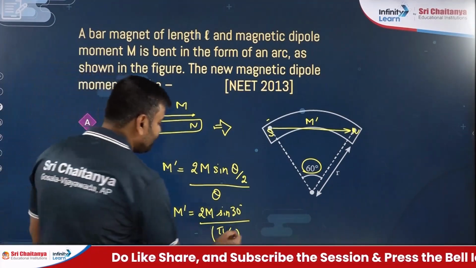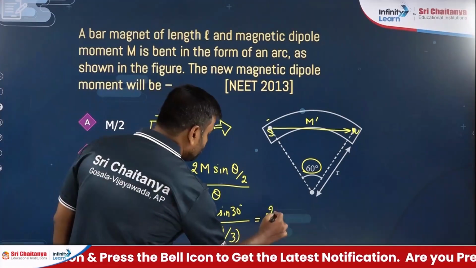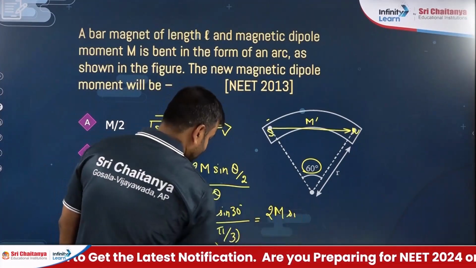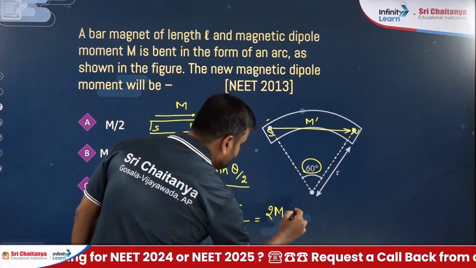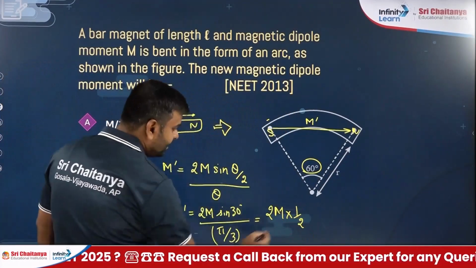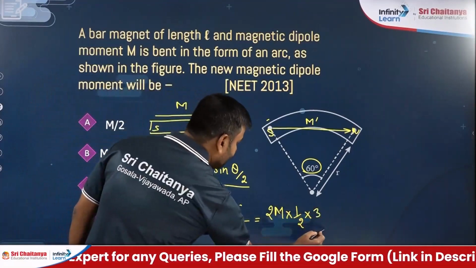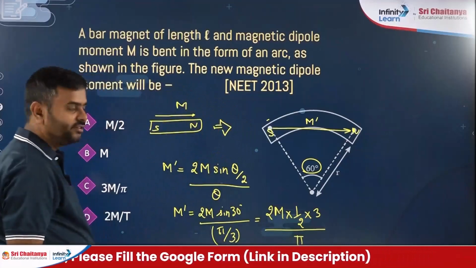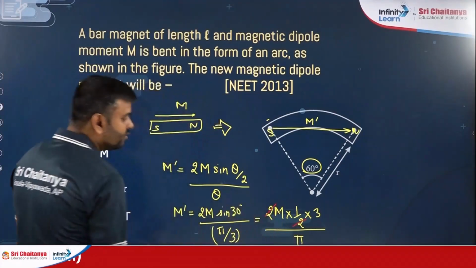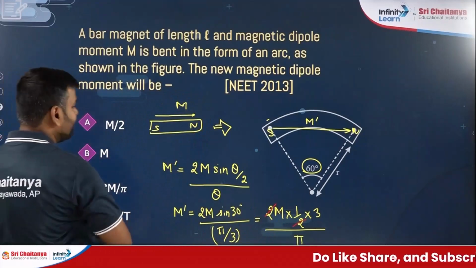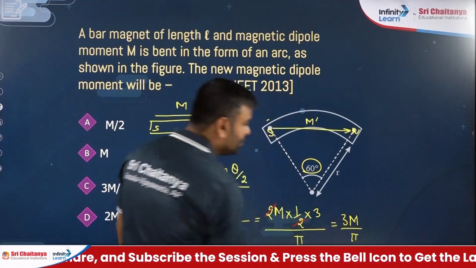So what will be the final value we are getting? Sine 30 we have is 1 by 2. So we will get 2m into 1 by 2, divided by pi by 3. This 3 will move to the numerator and we will divide the entire value with pi. Next we cancel this 2 with 2. So the final answer we will get is 3m divided by pi.